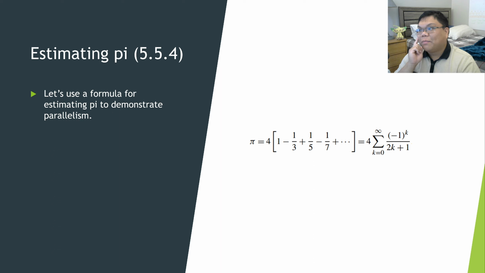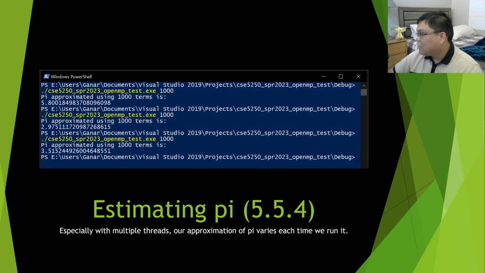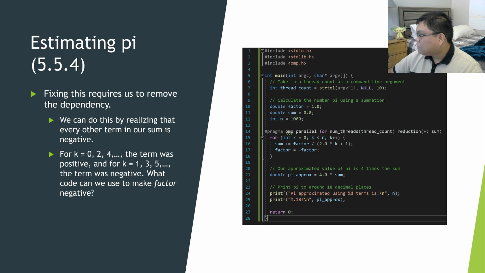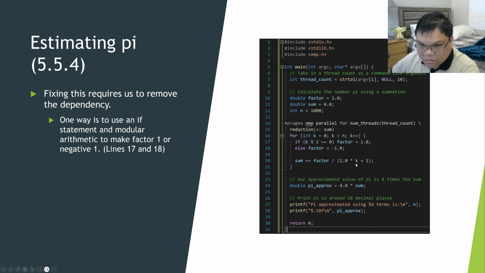Can't we do modular arithmetic to determine whether we are doing an even indexed for loop iteration or an odd indexed for loop iteration? Yes, we can. And here's how. We add in an if statement with an else. If k, this is the k from our for loop, is an odd number, the factor is going to be positive. Otherwise, the factor is going to be negative. And that's the one change we have to make.